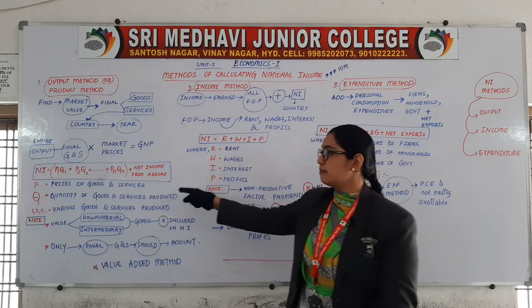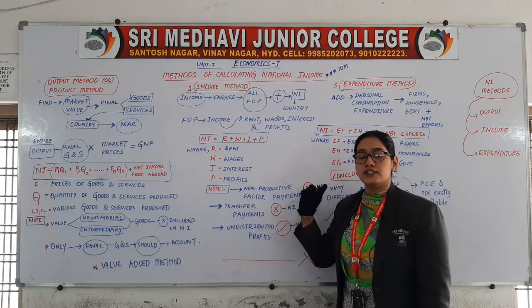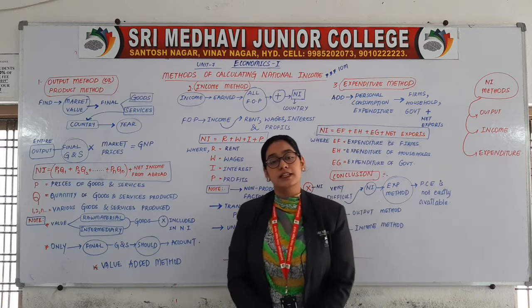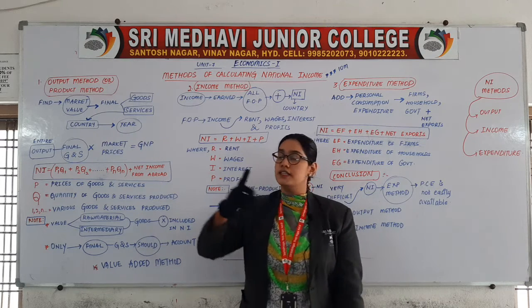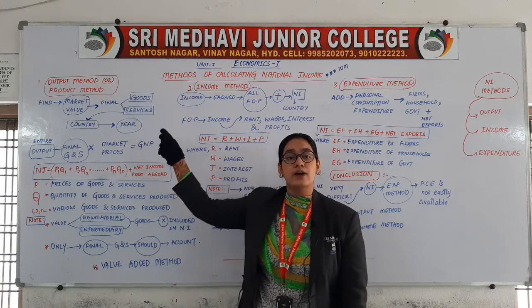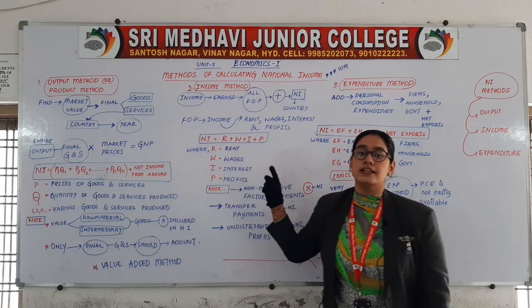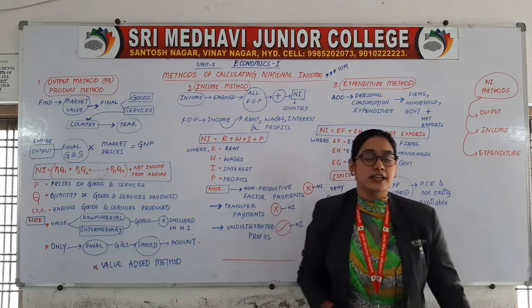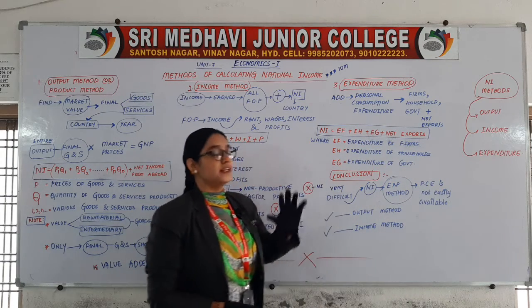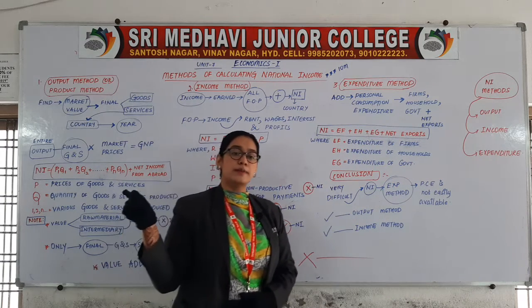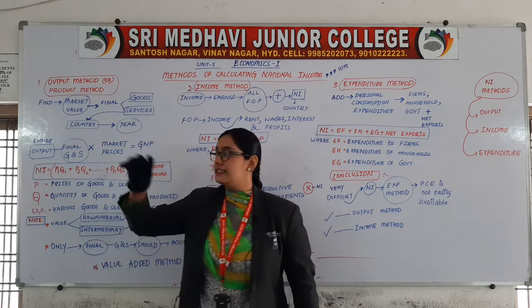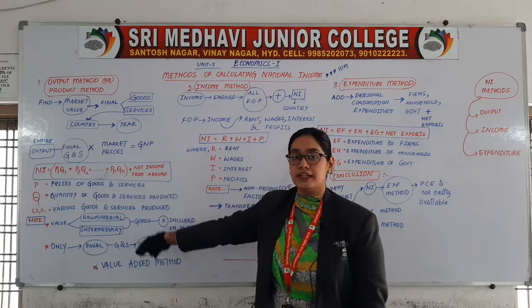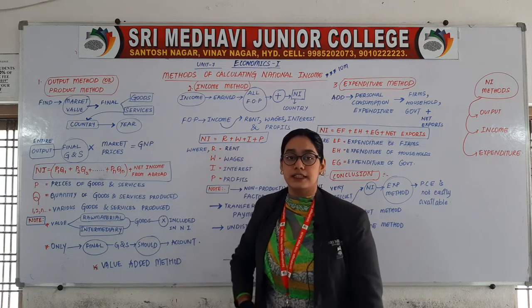So there are three methods of calculating national income. How many methods are there for calculating national income? There are three methods. First method is known as output method, second is known as income method, and third is expenditure method. Output method, income method, expenditure method. Let us start with the first point, that is output method.